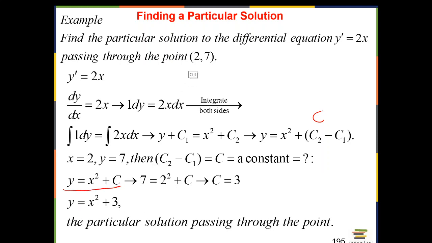Now, we want the solution that goes through this point, right? Now, what is that solution? Well, that solution would be when x is 2, y has to be 7. So we're going to substitute 7 here, and 2 for x, and see what c is, right? And it looks like c is 3. So this is a particular solution passing through this point, right?